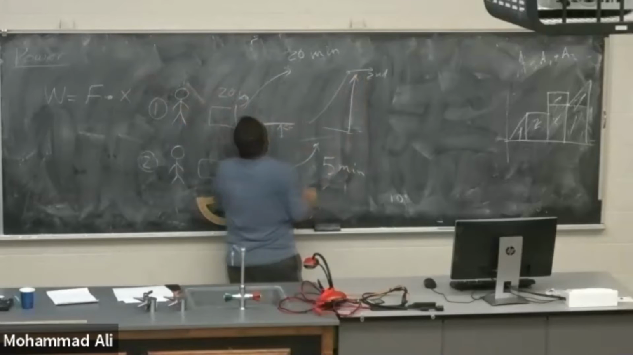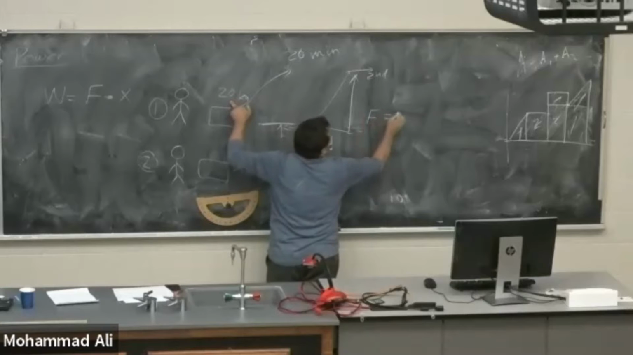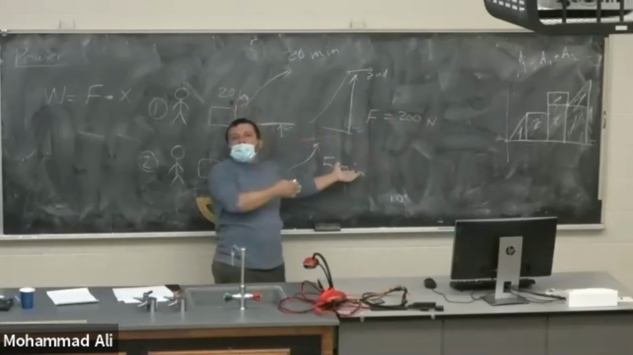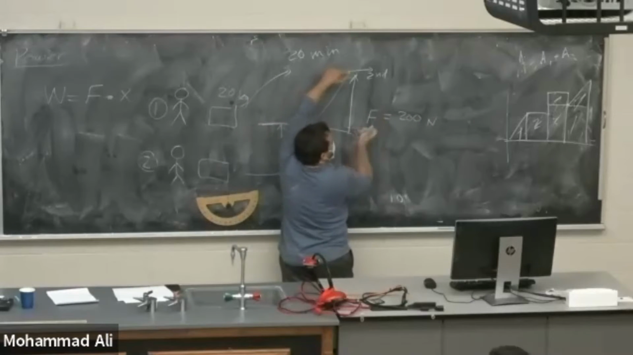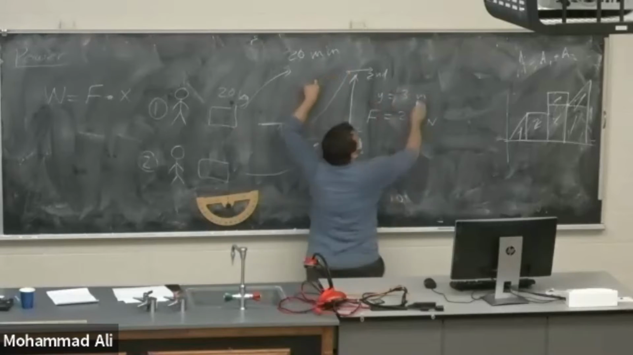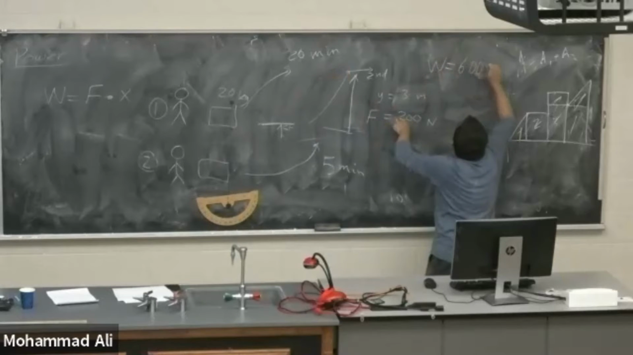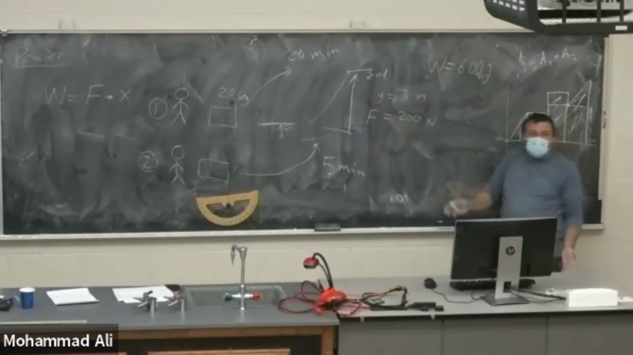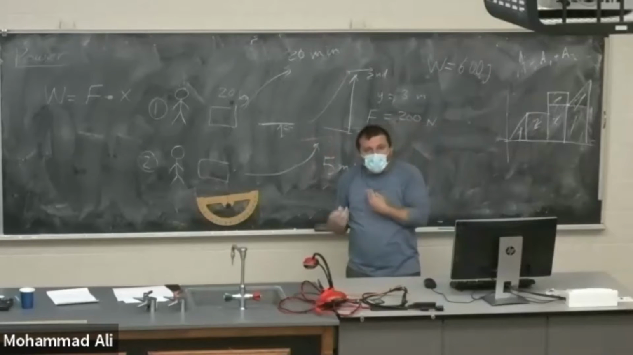and I apply that weight force. So my force is equal to 200 newtons. Your force is equal to 200 newtons also. The distance in y is equal to 3 meters, for example. The work done is equal to 600 joules, done by me and by you, the same. What is the difference? The work is the same between me and you.